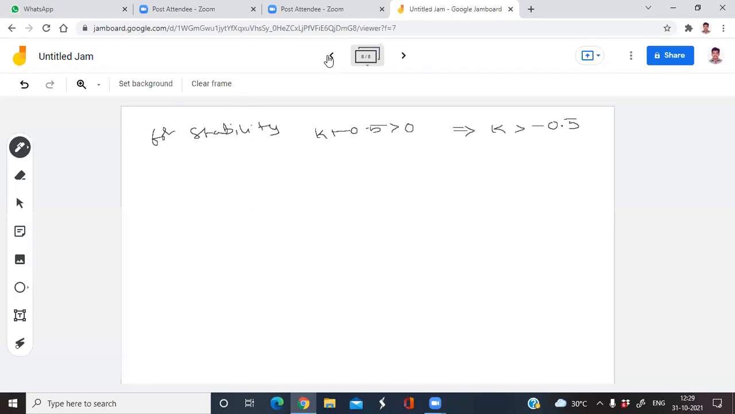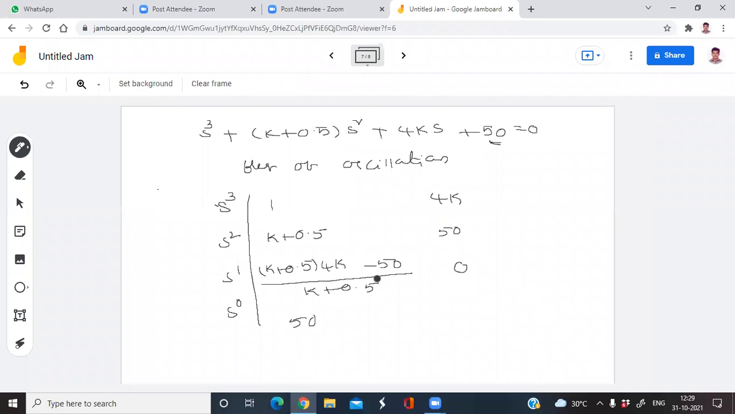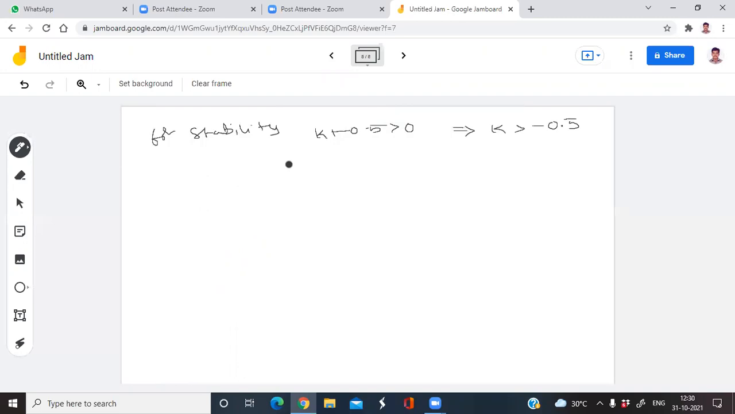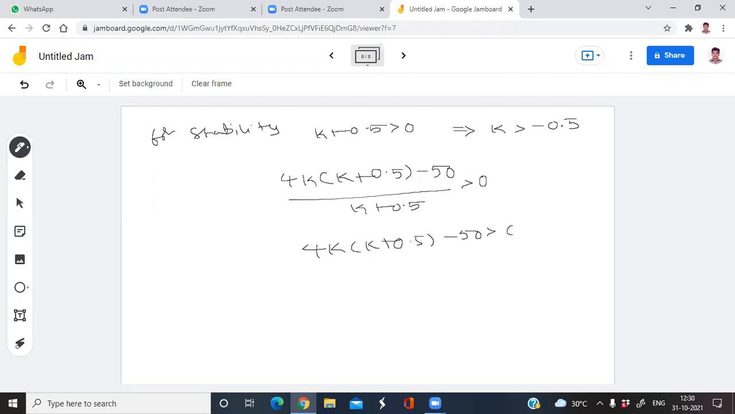Next, what is the next condition? See here, this one. This also should be positive, because stable is nothing but all the elements are positive, right? So all the elements are positive. That means this is greater than 0 and this also greater than 0. And that is 4k into k plus 0.5 minus 50 divided by k plus 0.5 greater than 0. That means we can write 4k(k plus 0.5) minus 50 greater than 0.